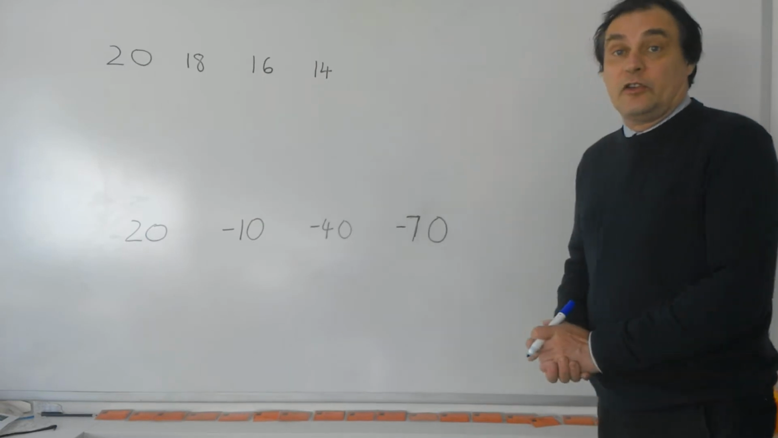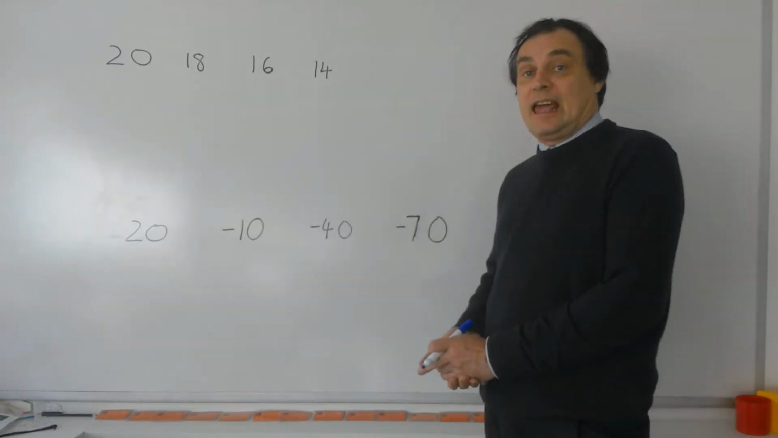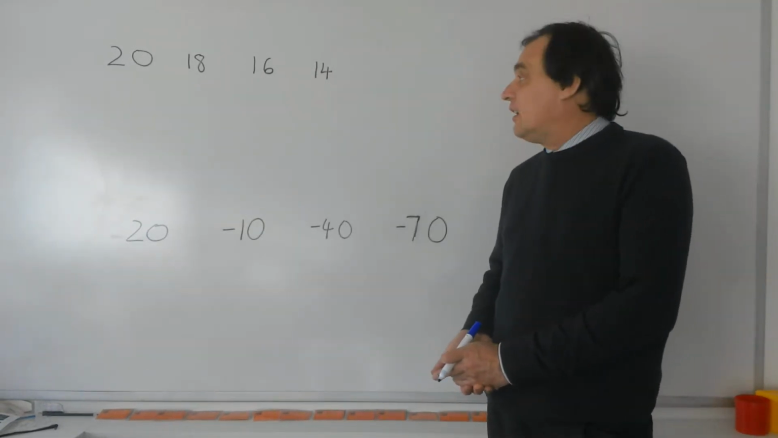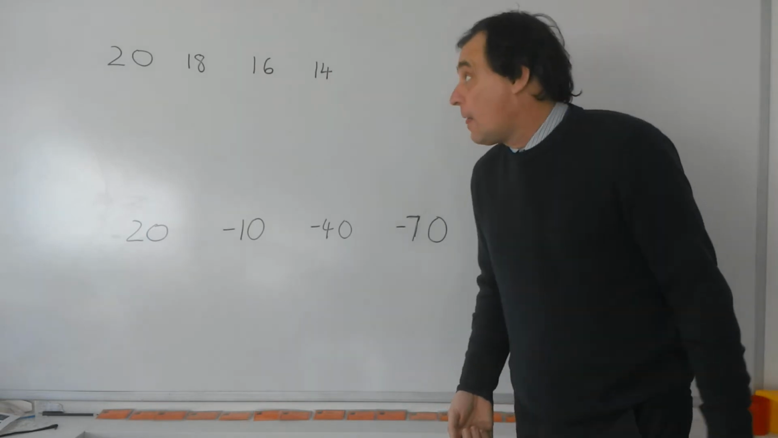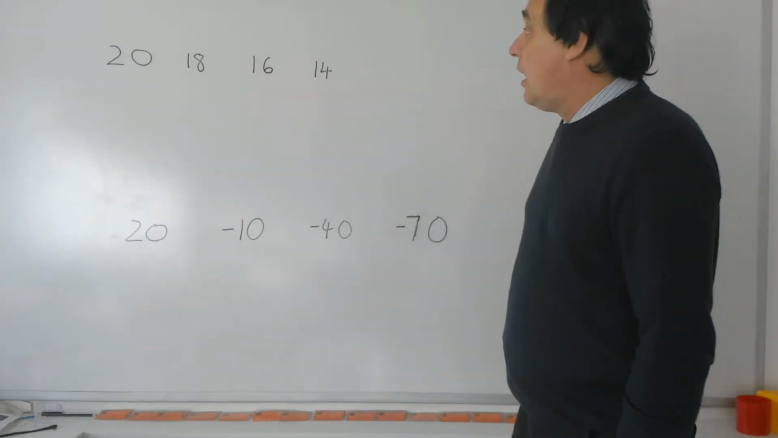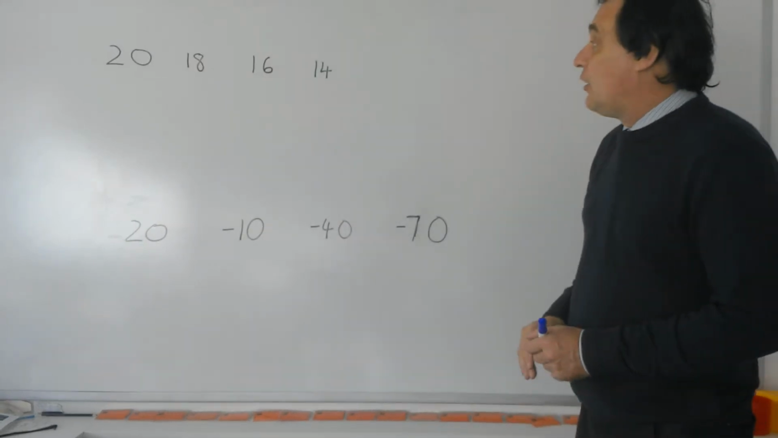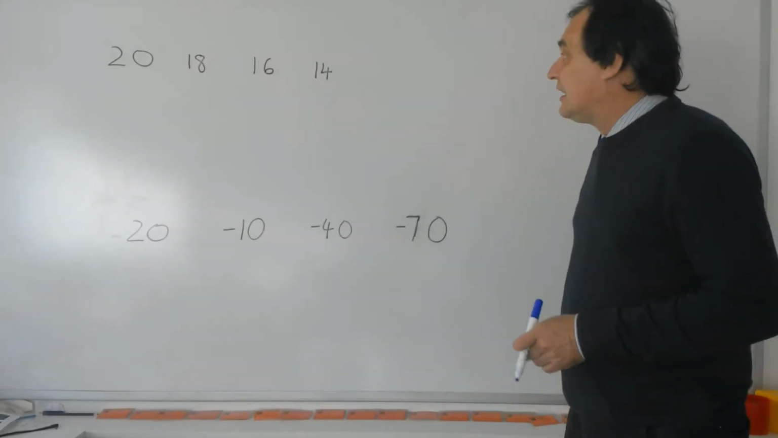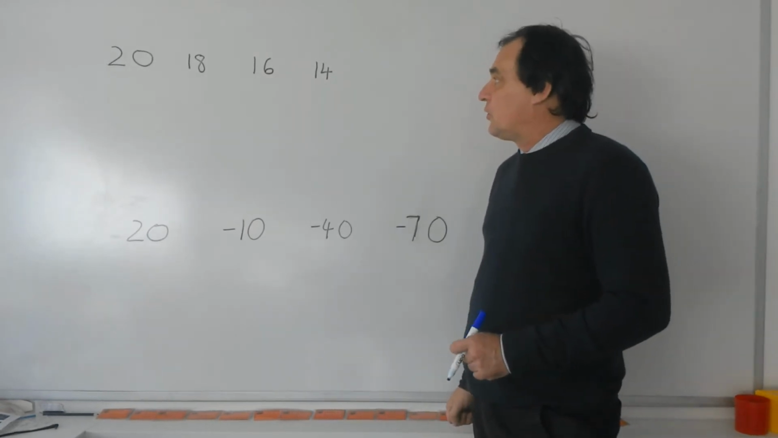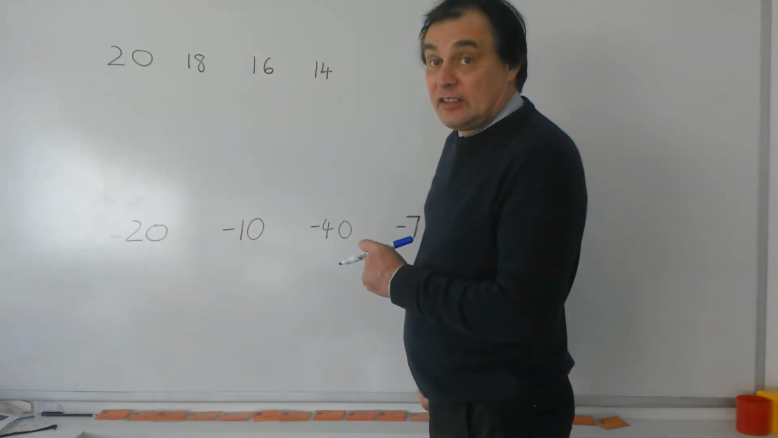Descending sequences, those are sequences going down, and finding the nth term rule for them. If we look at the top one here, we've got 20, 18, 16 and 14. Now we're going to work this in exactly the same technique as if the sequence was going up. It's going down by 2.